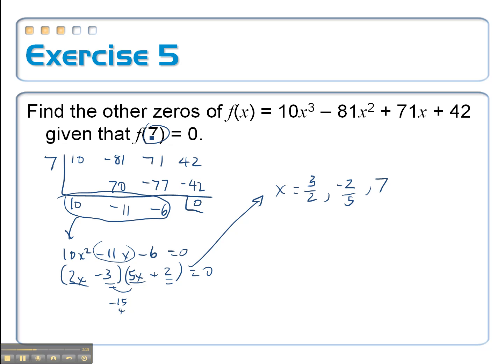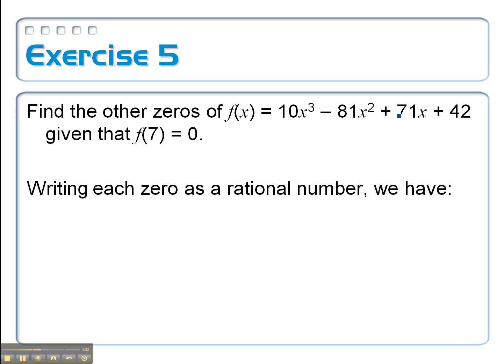So what you've got to realize here, of course, is that I was already given a zero. And that's kind of an unusual case. What I usually have is just the function and nothing else, and then I have to try to find all the zeros. So there's something that'll help us do that. It's called the Rational Zero Theorem. So let's look at this example.